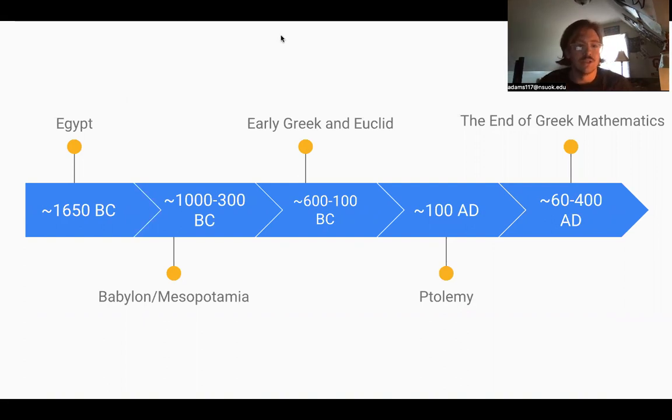Start off in Egypt around 1650 BC, and then we start to move into Babylon and the Mesopotamian area, which is going around the same time, but we start to see mathematical developments a little later from them. And then we move into early Greek in Euclid's time, between 600 and 100 BC. And then we get to Ptolemy after that, around 100 AD, a little bit after Jesus' time. And then we have the end of Greek mathematics, going from about 60 AD to about 400.